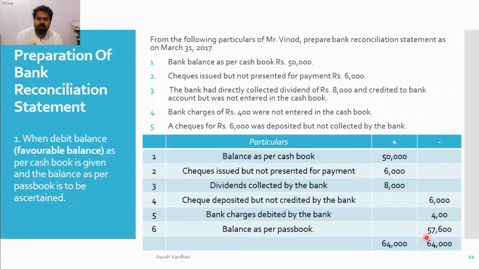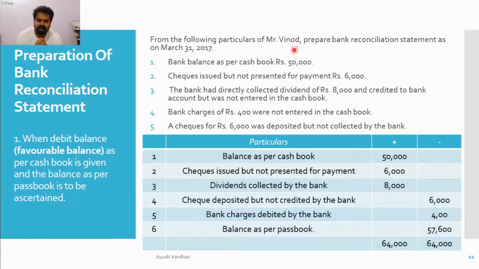Now we will match with the passbook. If the passbook amount that the bank has given us is 57,600, then we will see in the bank reconciliation that all entries are proper. There is no confusion. There is no error in any entry. Okay, if your passbook balance is 57,600 rupees.